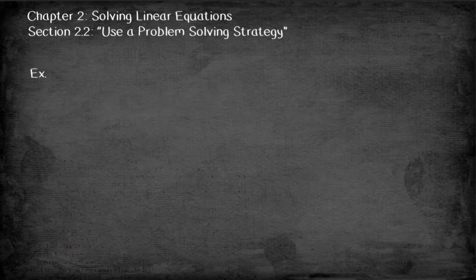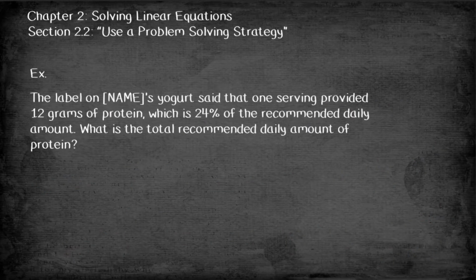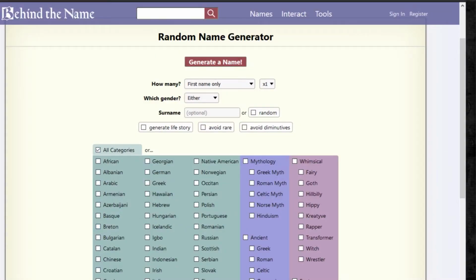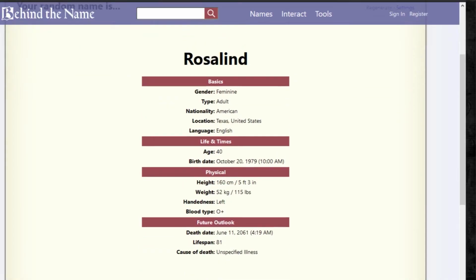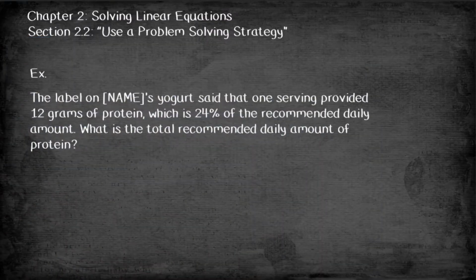All right, for a sort of real life example, we need a name again. Let's see. Life story. Rosalind. She's 40. She's from Texas. She likes long walks on the beach.